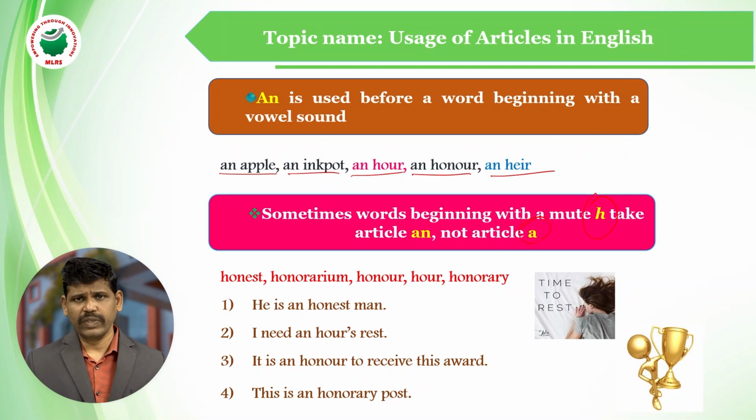Example, whenever we use some words beginning with the alphabet H, sometimes H is not articulated. If H is not articulated in the initial sound, then definitely if the following word begins with a vowel sound, we can consider the article an. In the same way, our, H-O-U-R, our. So H is silent, and we consider the sound O-U-R, so article an. In the same way, H-O-N-O-U-R, honor. We can consider article an because H is silent.